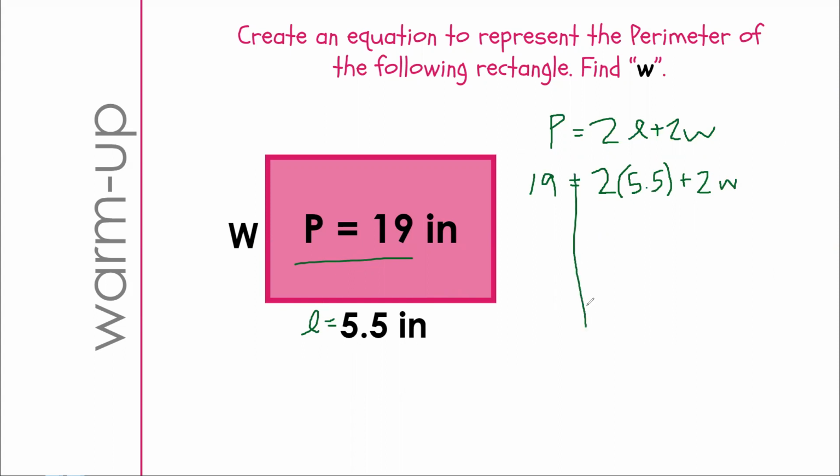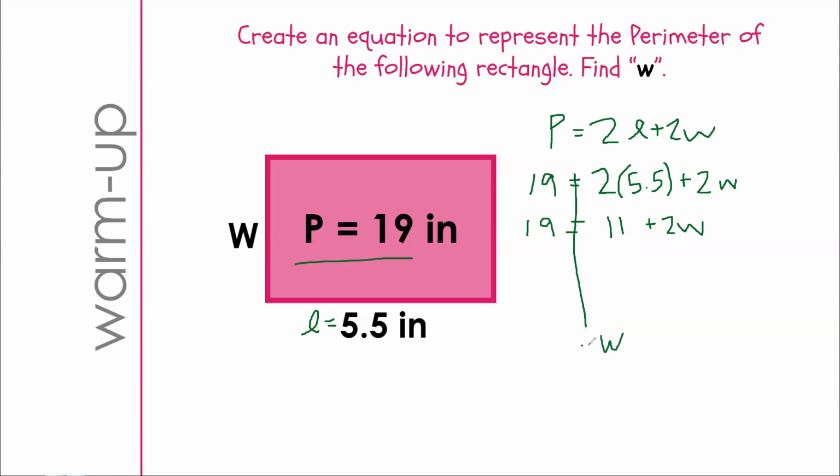From there, I'm going to simplify and solve. This is going to end up being a two-step equation since I only have one variable right now. First thing I'm going to do is 2 times 5.5, which I know is 11. And then I'm going to rewrite the rest of my problem. After that, I have to do my addition subtraction first, so I want to get rid of that 11 on this side because my goal is to isolate my variable.